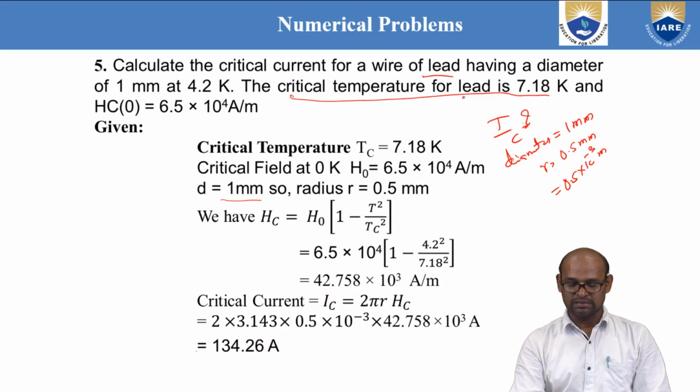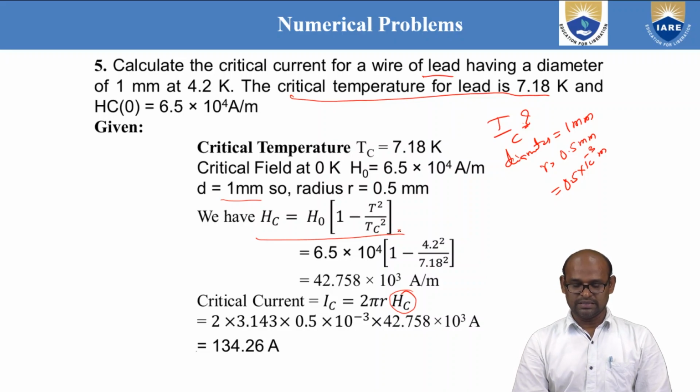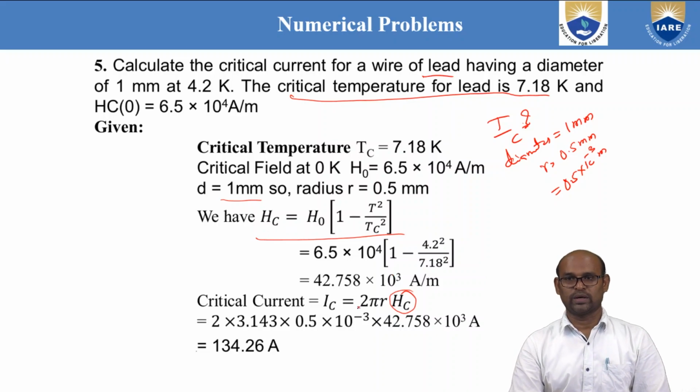First we need to calculate critical magnetic field to calculate critical current, because in the equation of critical current, IC is equal to 2 pi R into Hc, where Hc is the critical field. So they have not given critical field, so we need to calculate critical field using this equation. Hc is equal to H0 into 1 minus T square by Tc square. Using this equation, we can calculate Hc, critical field, then we can substitute this Hc in the equation for current.